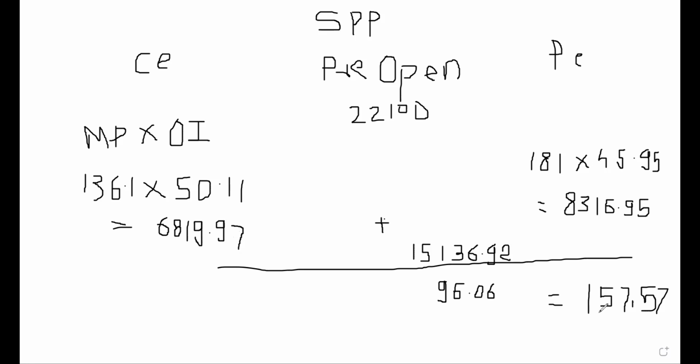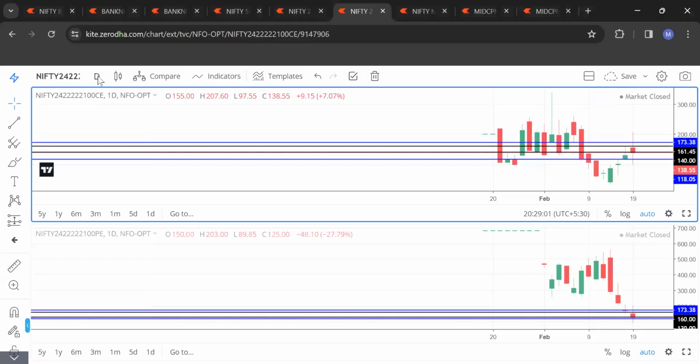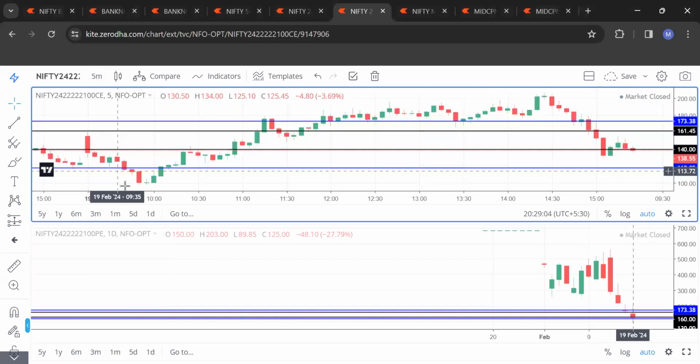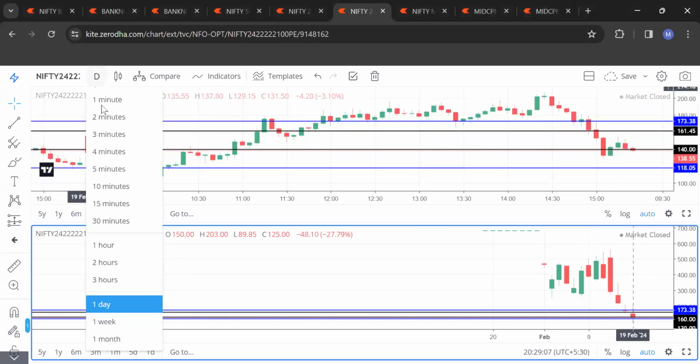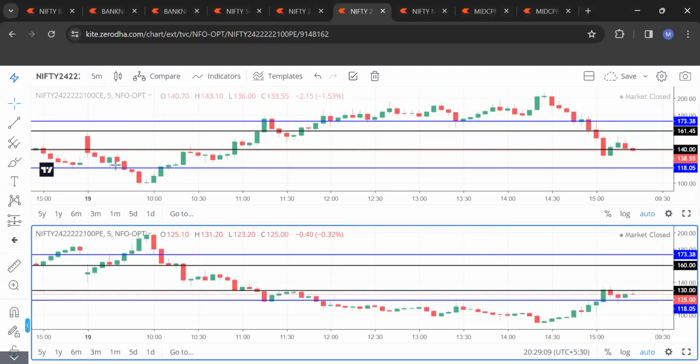Now this figure itself will tell you so many things. You could test it just like what we saw. The SPP today was 152 point something. If you set the chart, you will see again the same thing, breaking above and breaking below. See, this came below 152, and this went above 155.